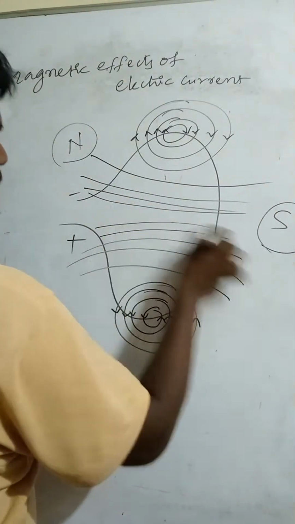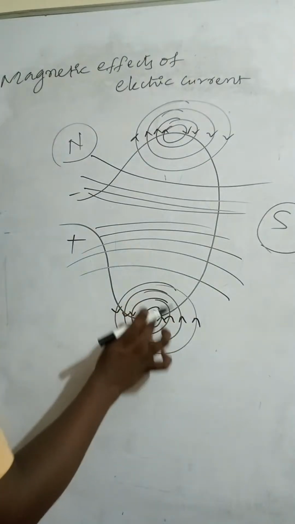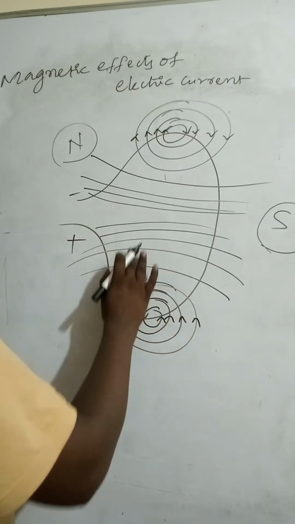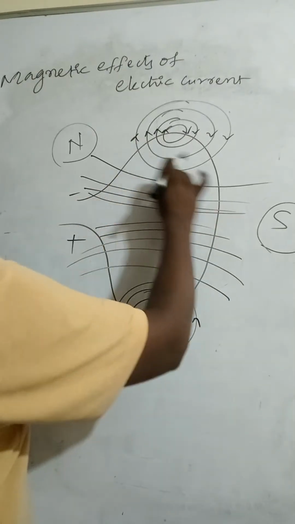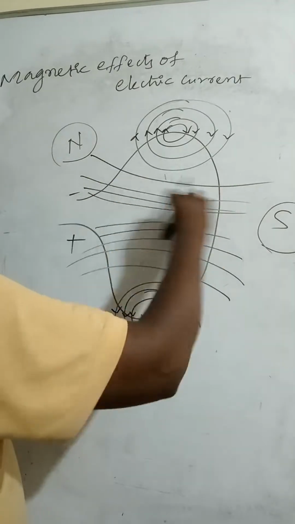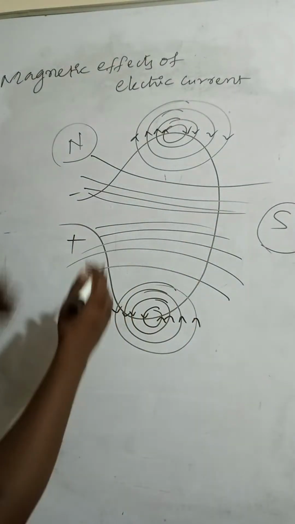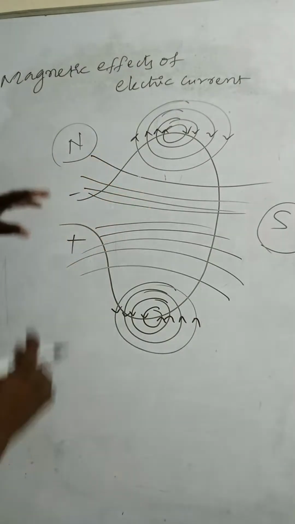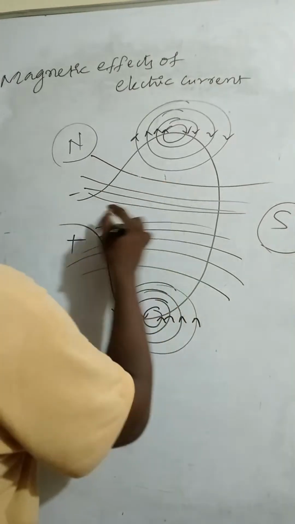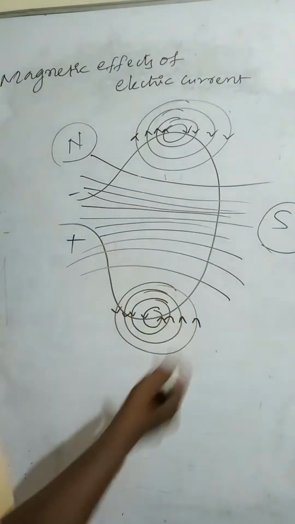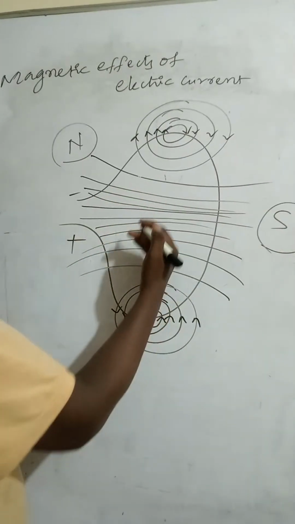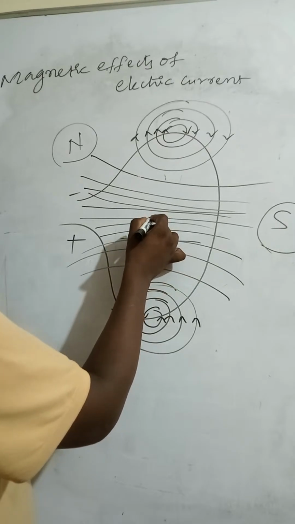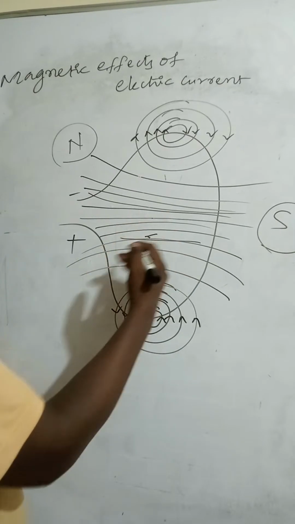Here the magnetic field will be near to the circumference. When you are moving near to the center, this magnetic field becomes parallel lines. So this magnetic field will be added to this one, so more magnetic field will be there at the center. At the center, one magnetic field will be added to another one.